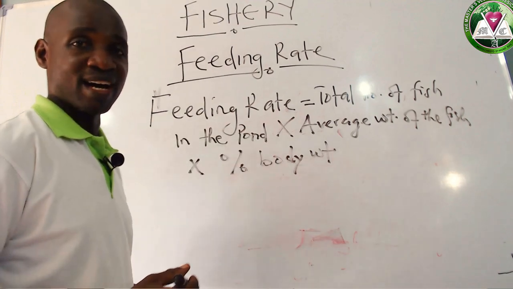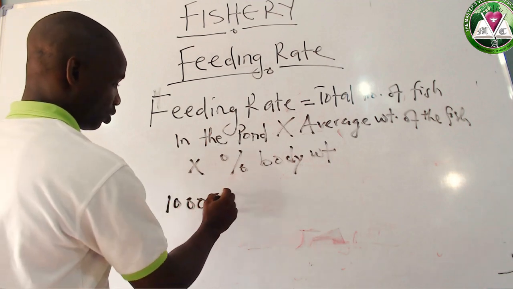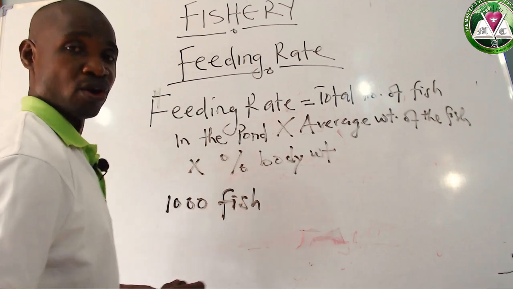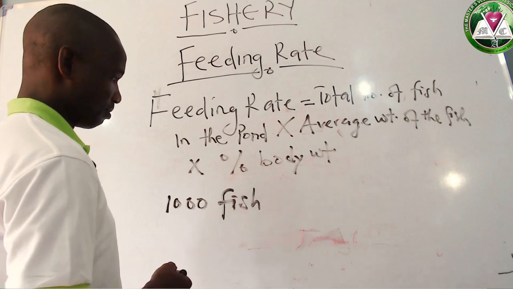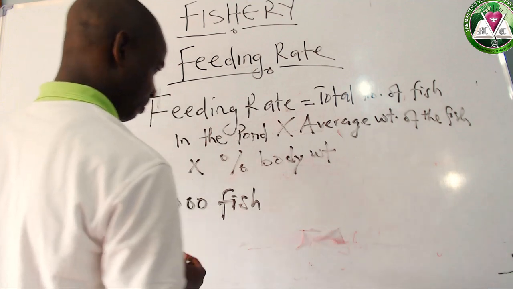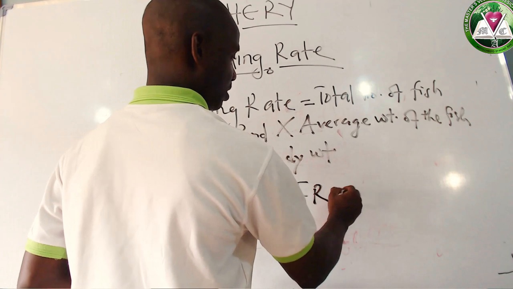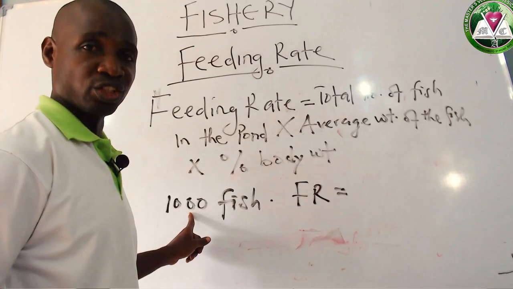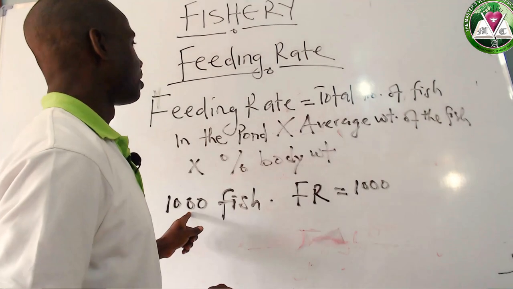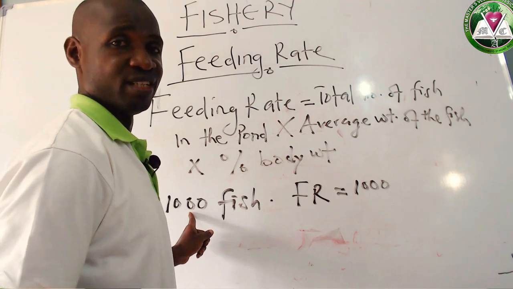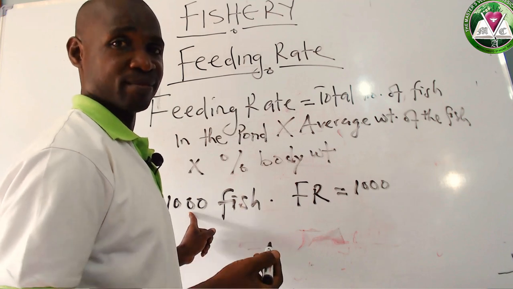Supposing you have 1,000 fish in the pond and you are asked to calculate the feeding rate. How do we get it? We say feeding rate, FR, is equal to total number of fish, which is 1,000, times the average weight of the fish, assuming the average weight of your fish is 10 grams.